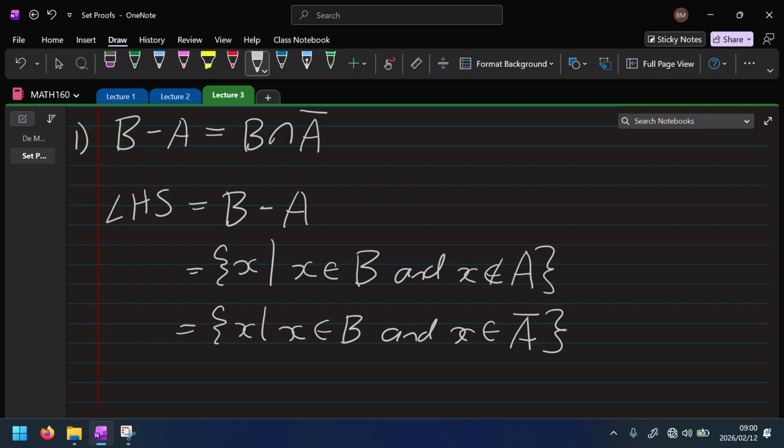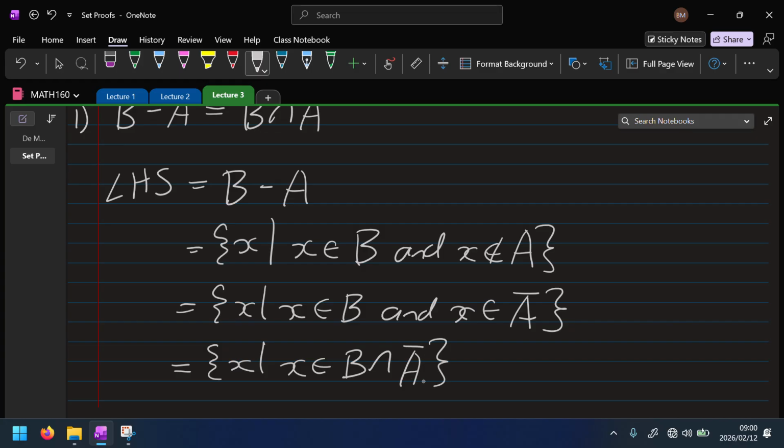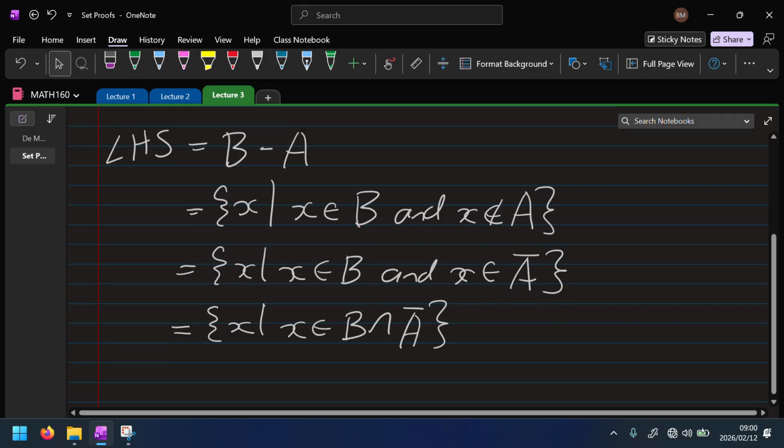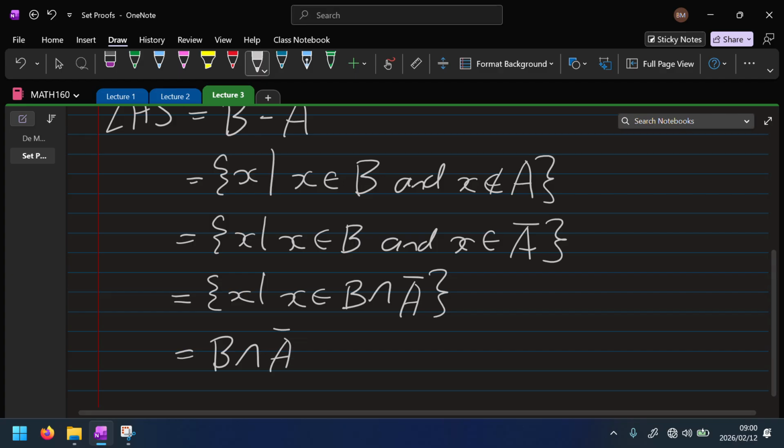Now, what do we have here? X is an element of B and X is an element of A complement. What does this and mean for these two? Intersection, exactly. But this is just a very silly way of writing this set over here, because it's X such that X is in the set. Well, then it's just a set. And we're done. Okay. Does everyone see the logical steps there?